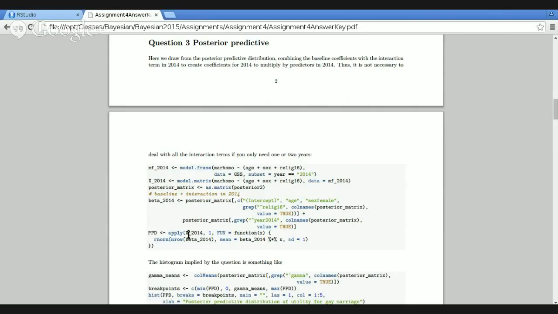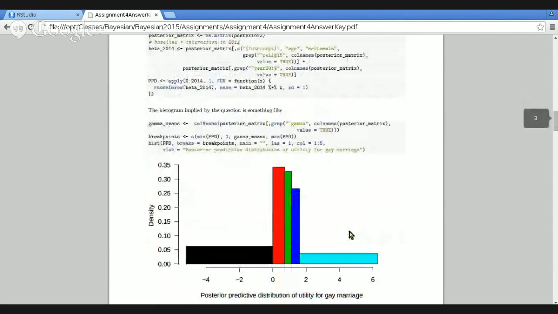For each row of that X 2014, we take out one row of that, call that the vector X, multiply that vector by the posterior distribution of the betas for 2014, and then draw that number of times from a normal distribution with a standard deviation of 1. And we get out all these draws of the latent variable for people who were surveyed in 2014. And then, so this histogram didn't come out exactly what I had in my mind when I wrote the question, but it should have looked something like this.